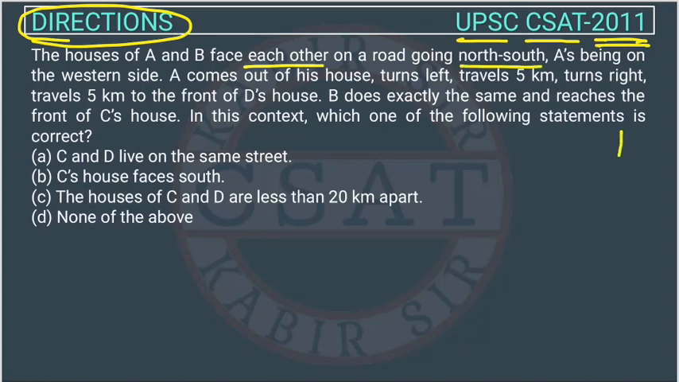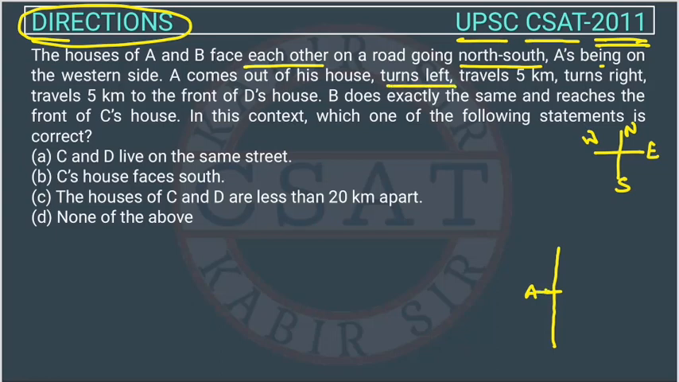So I have told you, whenever we see a direction question, we will draw this, right? This is north, this is south, this is east, this is west. So the houses of A and B are on a north-south road, and A and B's houses face each other. Suppose A is on the west side. A comes out of his house, so he will face east.